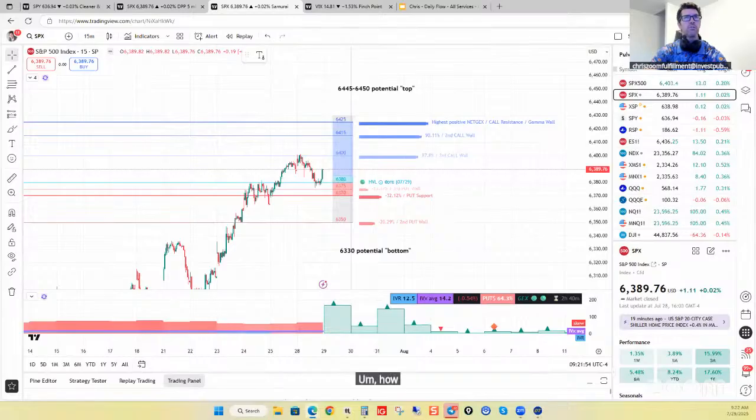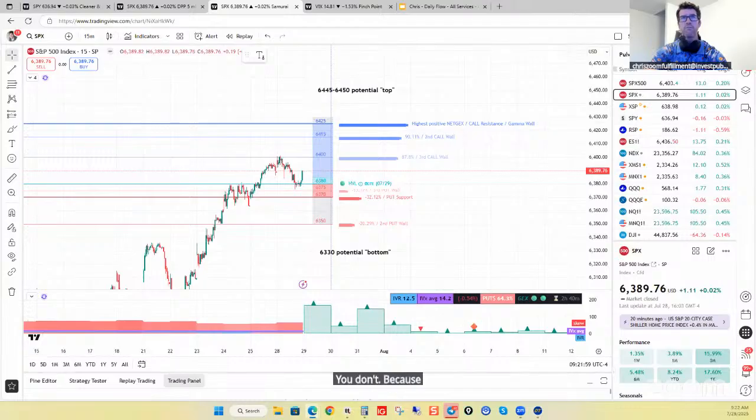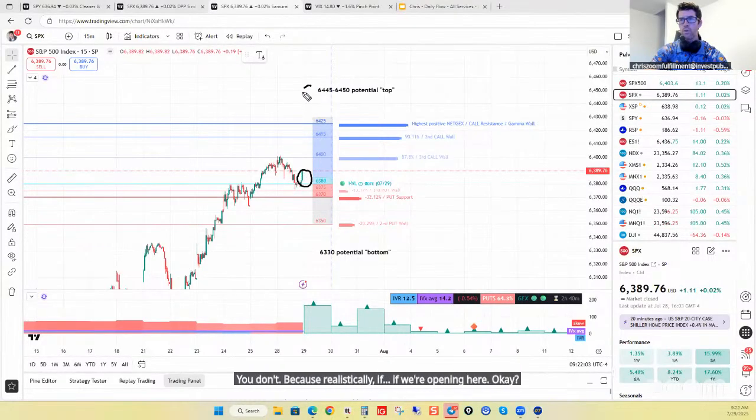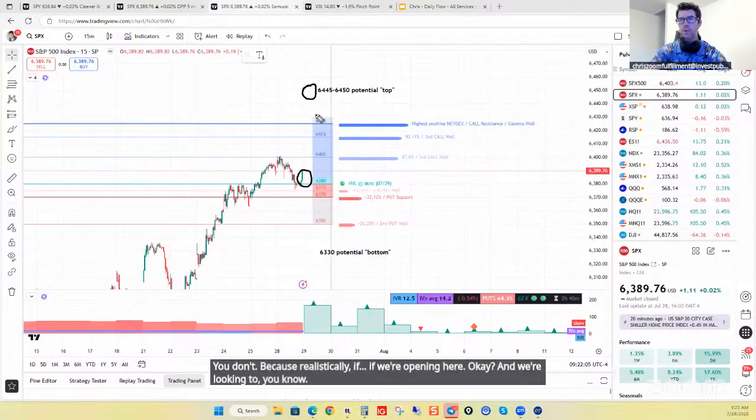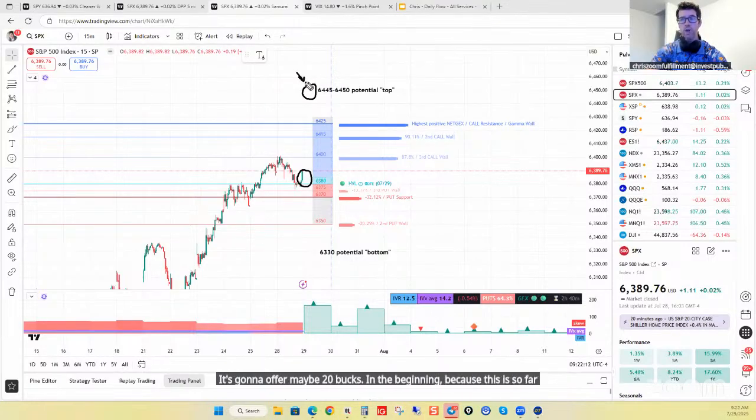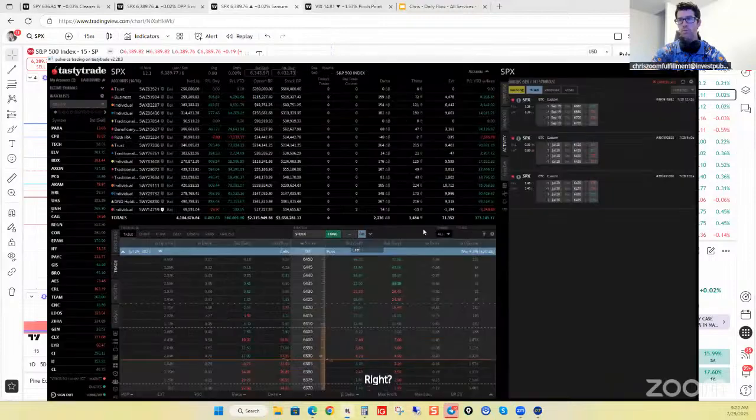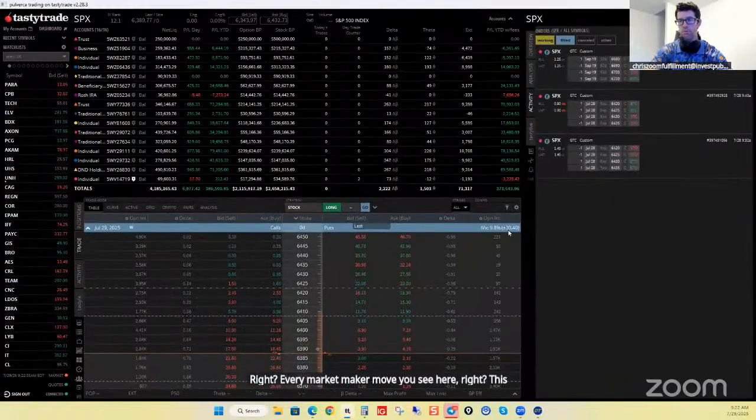How do you adjust that trade for better chance to fill? You don't, because realistically, if we're opening here, and we're looking to sell this call, buy this call, it's going to offer maybe $20 in the beginning because this is so far out of the money. It doesn't really cost us anything for that buy side. This is at the money. You're going to get the plus or minus move, right? Every market maker move you see here, this like 20.40, that's roughly what this is going to offer at the very beginning, maybe like $20.